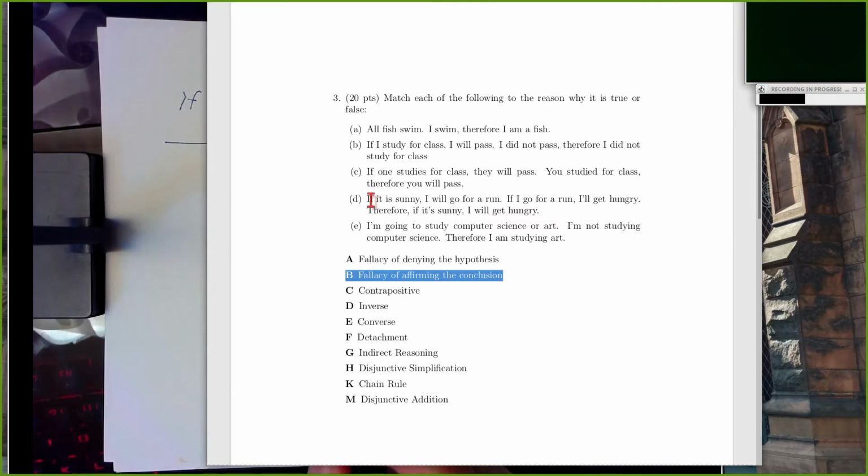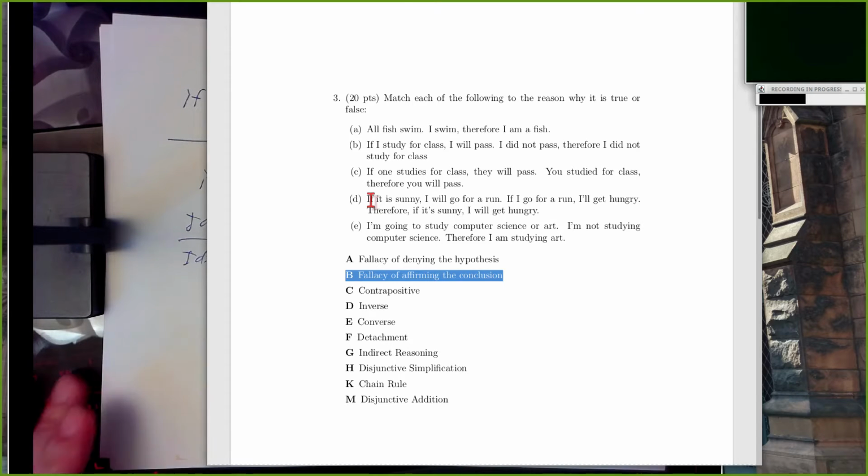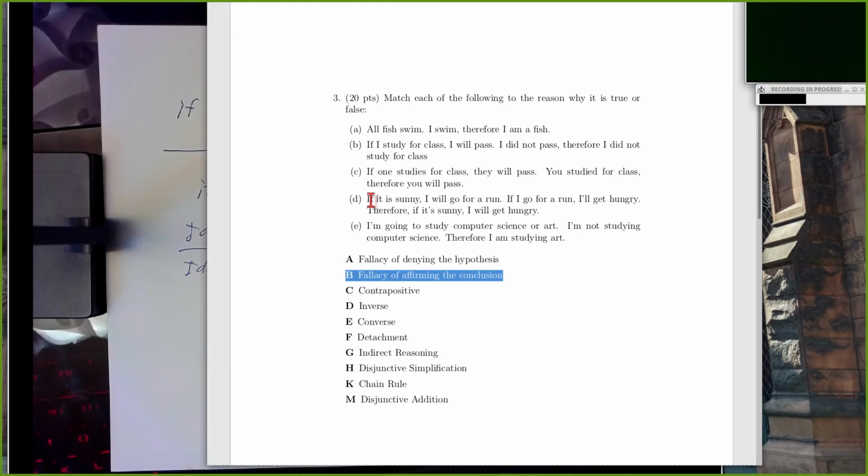All right, the second one: if I study for class, if I study, then I pass. I did not pass. Therefore, I did not study. All right, that's what that theorem is stating. This is classic indirect reasoning. If we imagine that S is the proposition that I study and P is the proposition that I pass, we're saying S implies P, not P, therefore not S. Okay, that's indirect reasoning.